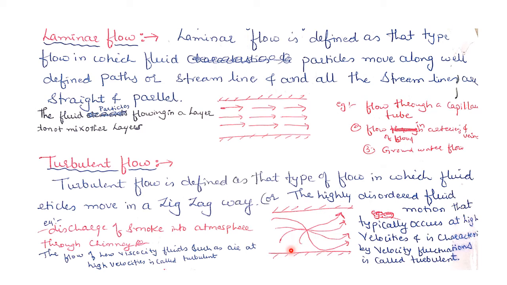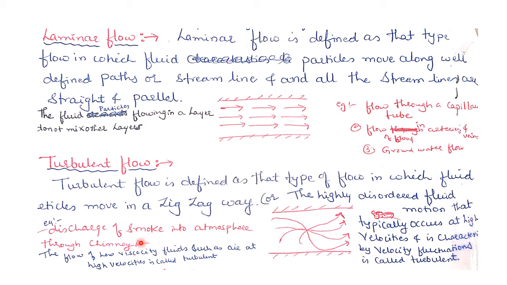You can see here the fluid particles, and the layers of the fluid particles are mixing with each other, continuously hitting the walls of the pipe in which the fluid is flowing. So it is moving in a non-orderly manner, or we can also define it as the highly disordered fluid motion that typically occurs at high velocities and is characterized by velocity fluctuations. It is called the turbulent flow.